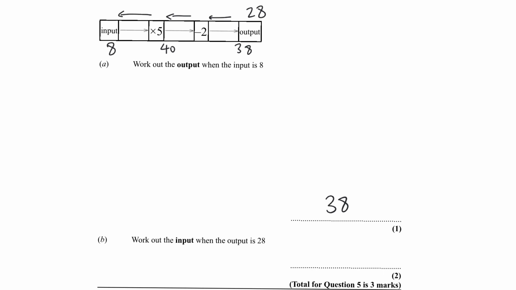You would do the opposite. So if it's minus 2, it would be plus 2, and if it was times by 5, it would be divided by 5. So if we did 28 plus 2, we would get 30, and then 30 divided by 5 would be 6. So the input is 6.